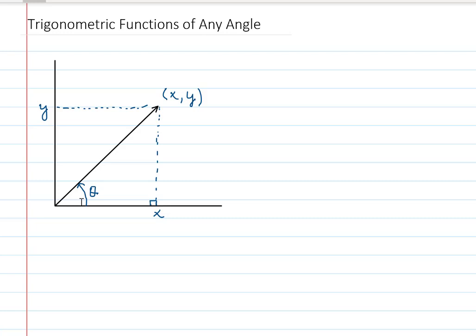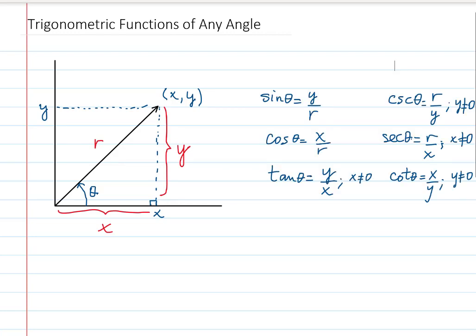Because the vertex of this angle is the origin, we know that this side right here is x, and in the same way, this is y. If I let the length of this ray be some r, based on the right triangle trigonometry we saw in the previous section, we can define the 6 trigonometric functions of this angle theta. So here they are, guys. We have the 6 trigonometric functions defined with our x and y and the length of the ray that we call r.